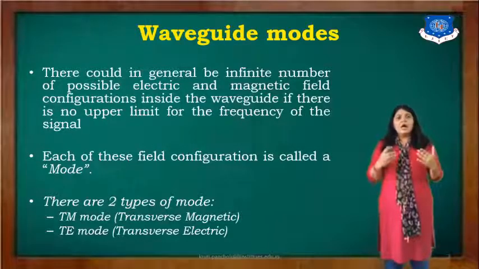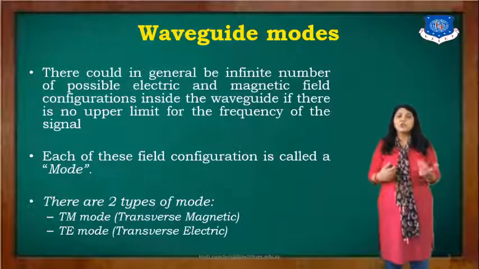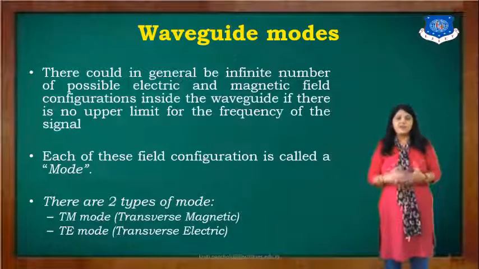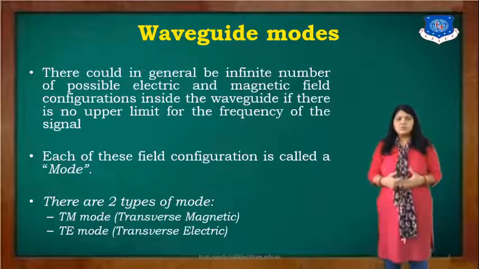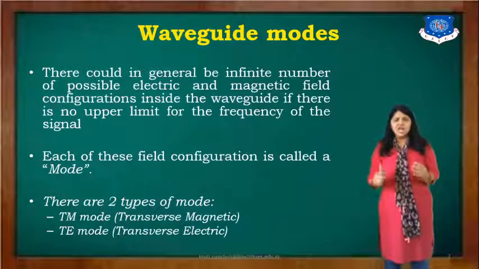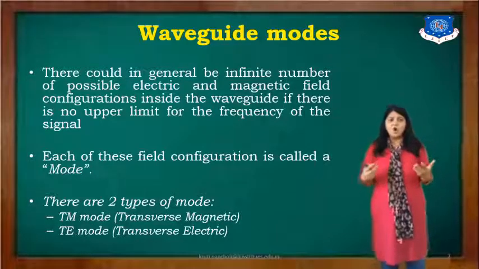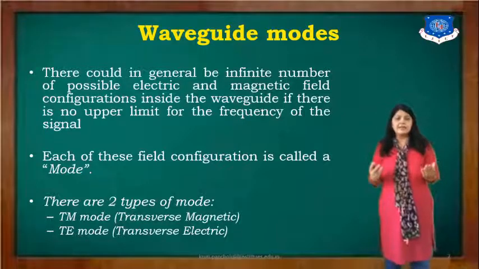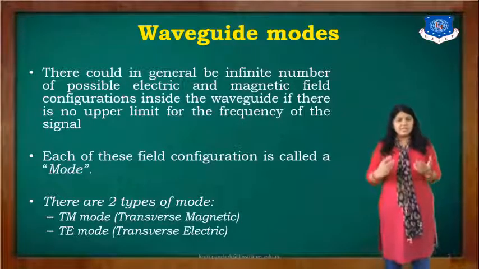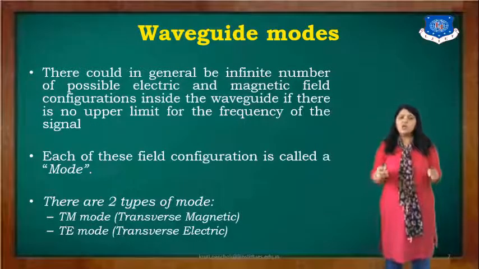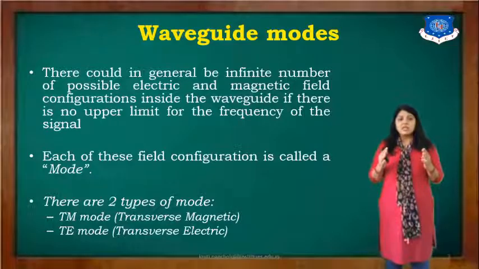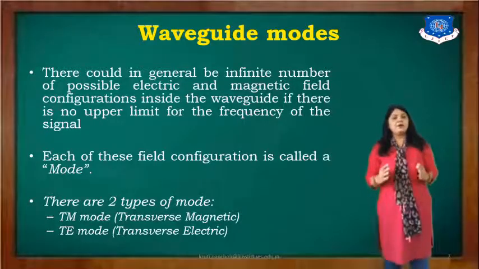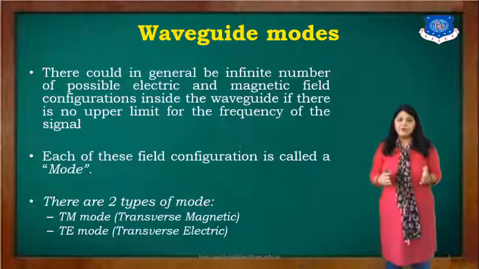Now, how are the signals transmitted through the waveguide? That is why we need to learn the waveguide modes. What is the waveguide mode? In general, there are an infinite number of possible electric and magnetic field configurations inside the waveguide, if there is no upper limit for the frequency of the signal. Each of these field configurations is referred to as a mode.